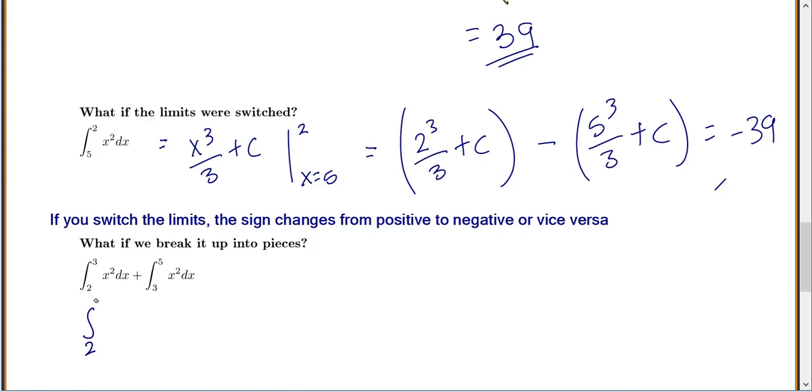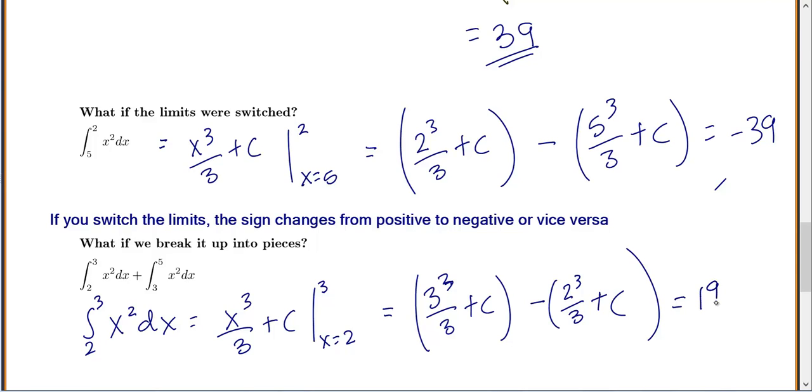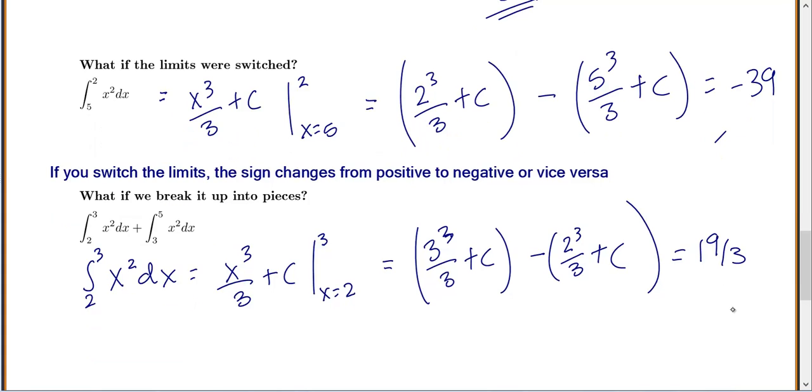So let's do each one separately. The integral from 2 to 3 of x squared dx. Again, the antiderivative is x cubed over 3 plus c. We need to evaluate it from x equals 2 to 3. So we plug in the top one first, 3 cubed over 3 plus c, minus 2 cubed over 3 plus c. Notice, once again, our c's will cancel, and we're left with 19 over 3.